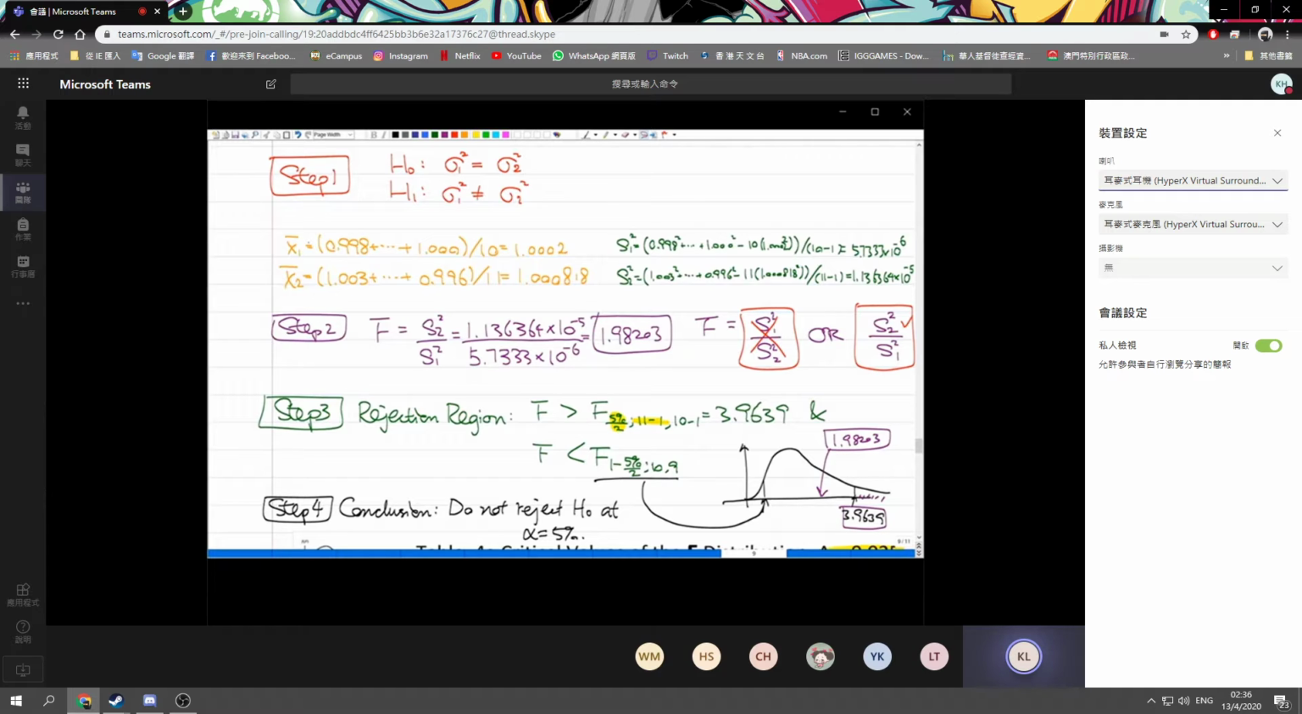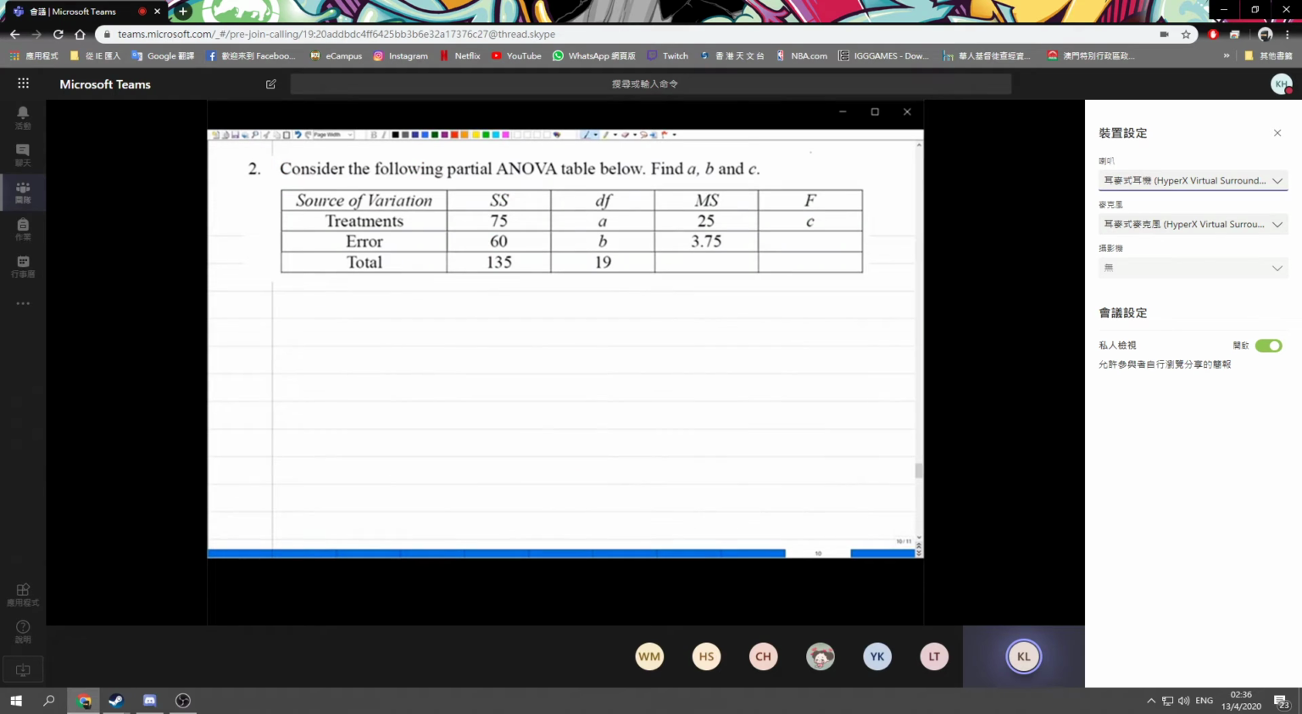Now let's move on to the next one. This is from exercise 5.3, the last part of chapter 5. We have an ANOVA table, and this question asks us to fill in the A, B, and C. There are a few relationships you have to know about this table.